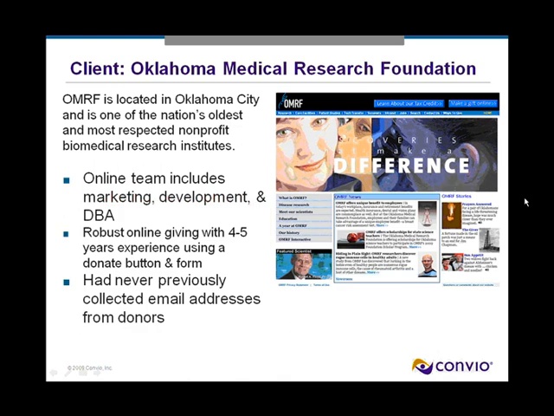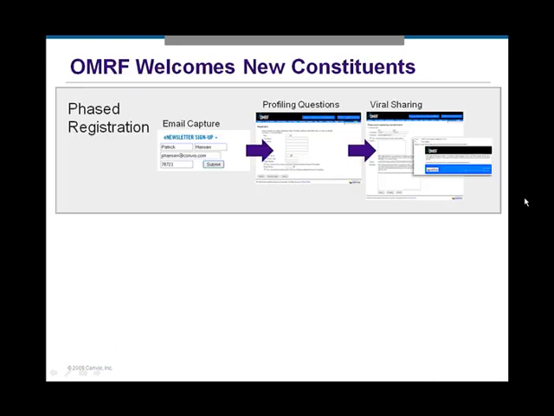Now, an example of the kind of impact that this can have is Oklahoma Medical Research Foundation, a Convio Go client. They launched their new constituent welcome series just at the end of 2008. They had a pretty good history of getting donations online in the past, 4 or 5 years of just using a donate button, but had never previously collected email addresses from their donors. Well, we worked with them first and foremost on that email capture, just that simple registration first step, as well as the phased registration around that.